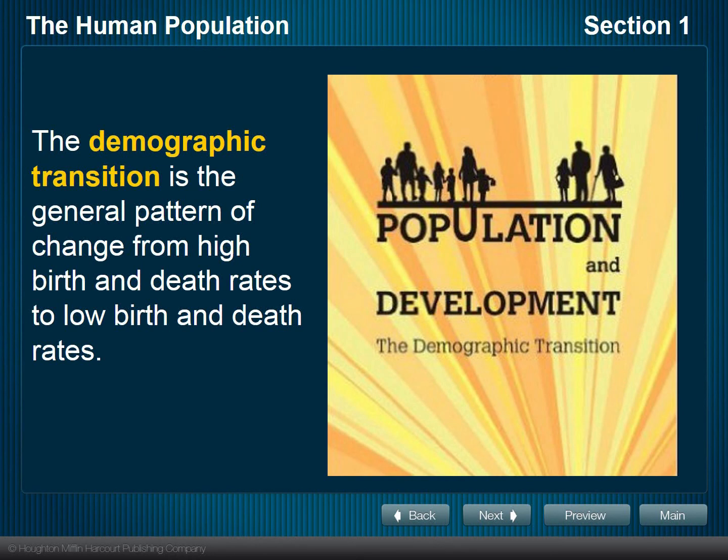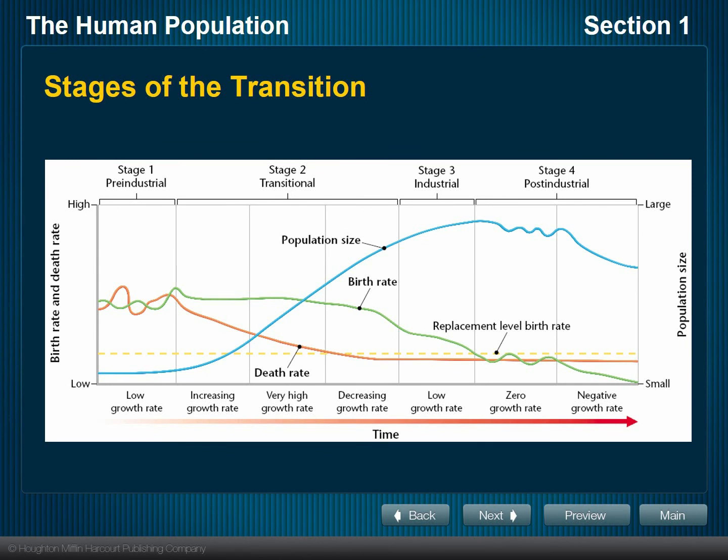The demographic transition is the general pattern of change from high birth and death rates to low birth and death rates as a country develops from a pre-industrial economic system to an industrial economic system. The theory behind the demographic transition is that industrial development causes economic and social progress that then affects population growth. This graph is found on page 223 in the book.